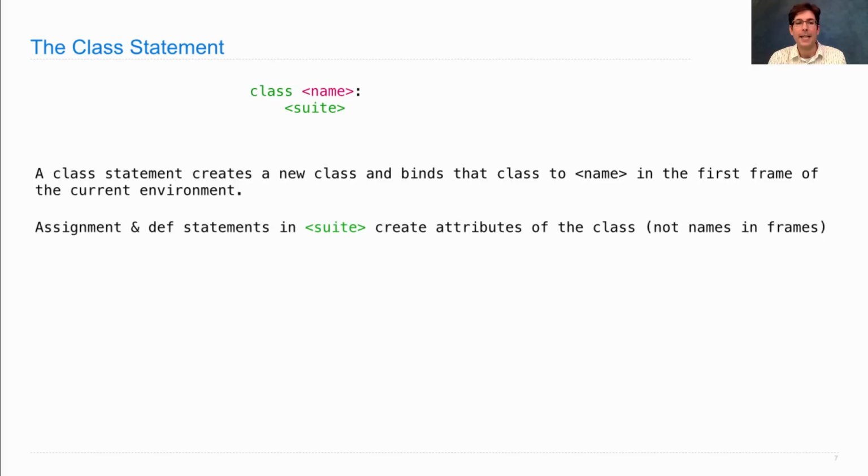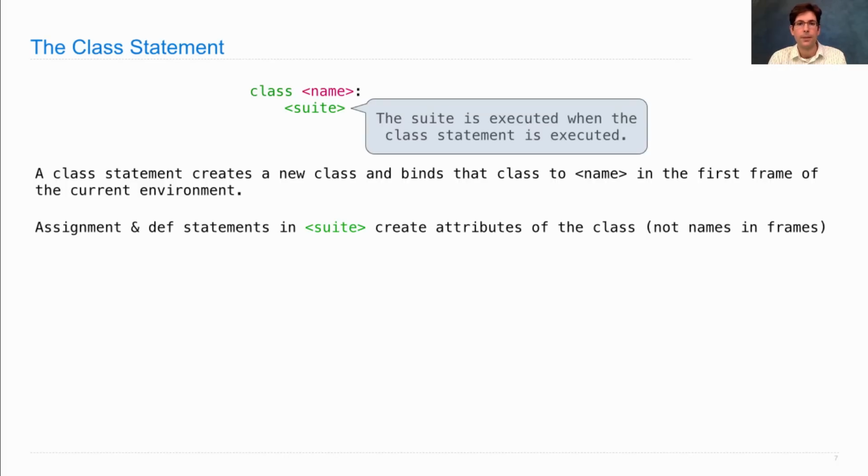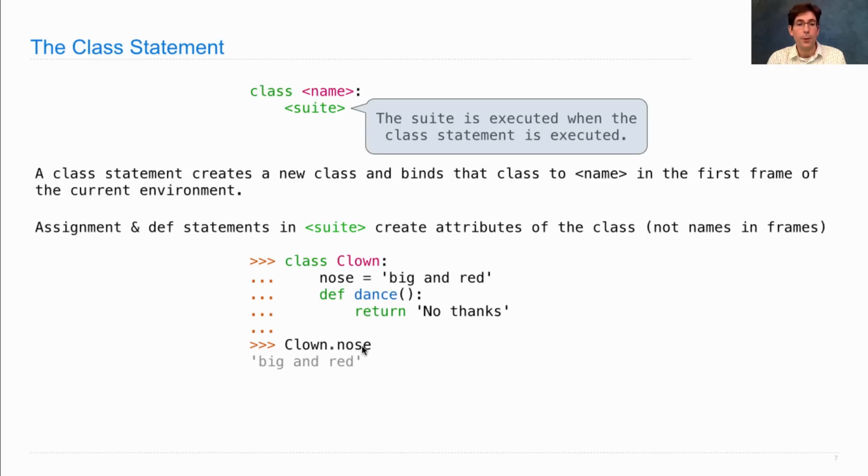Within the suite, assignment and def statements create attributes of the class. Normally they would create names in frames, but class statements are special. So the suite is executed immediately when the class statement is executed. So if I define a class called Clown and have an assignment and a def statement within there, then nose and dance become attributes of the class, with their attribute values being whatever was assigned or defined. So Clown.nose is 'big and red', and Clown.dance called returns 'no thanks'.